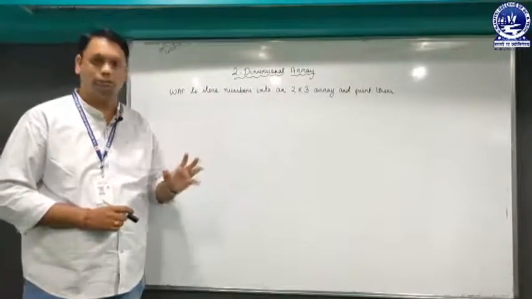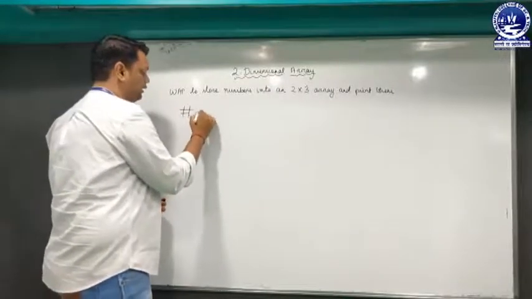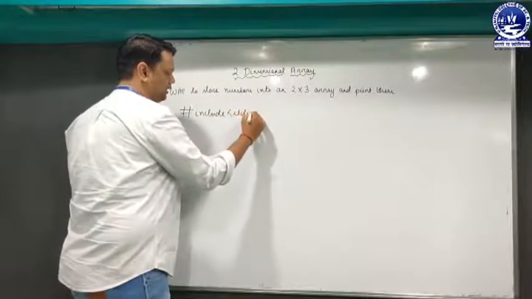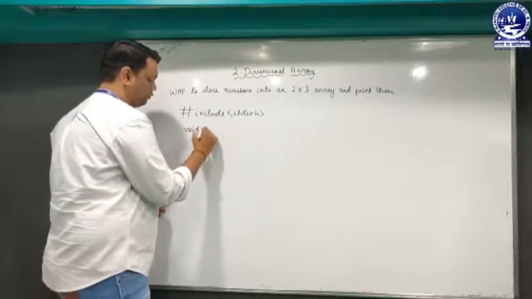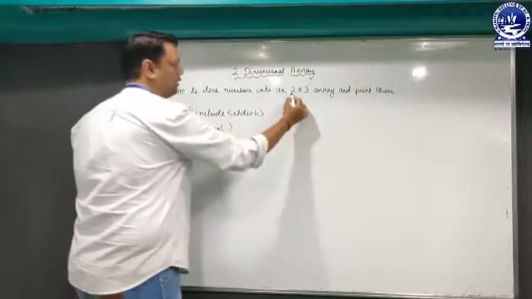Now let's take an example of a 2 cross 3 array where we will be storing numbers and printing them. As per the syntax of a C program, we will start with #include <stdio.h>, which is the general syntax of the C programming language, followed by void main. Here we have to take a 2 cross 3 array.